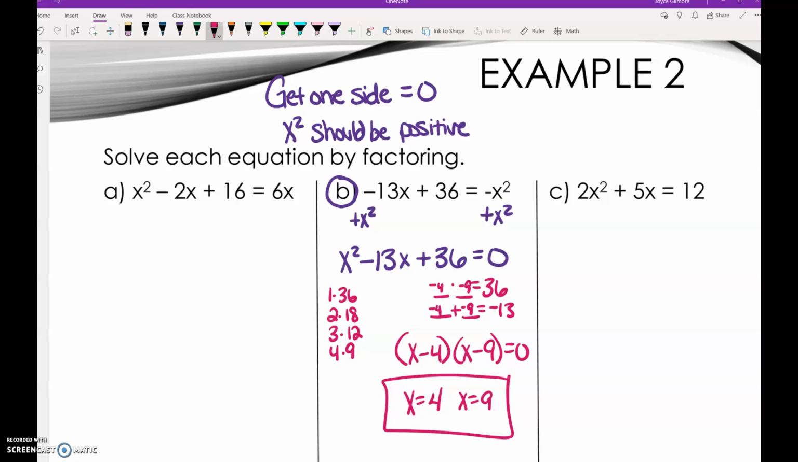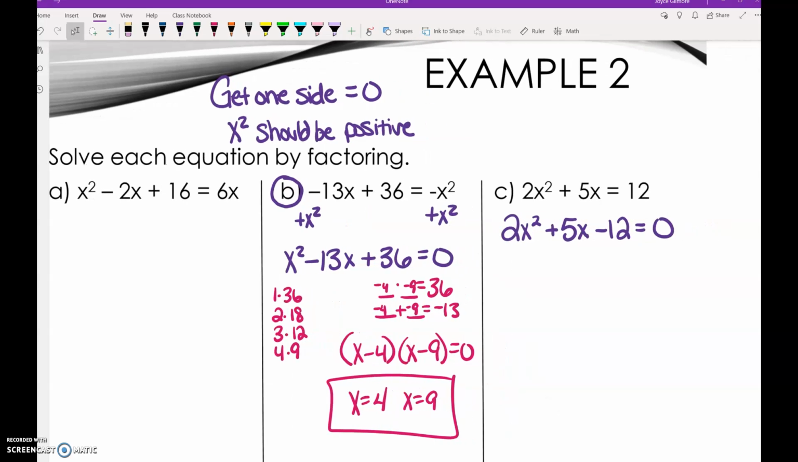All right, let's talk about C. What do we need to do first in example C? Minus 12 on both sides to get 2x squared plus 5x minus 12 equals 0. Problem, there's a 2 in front. Could we factor the 2 out? No, because there's a 5 in the middle.